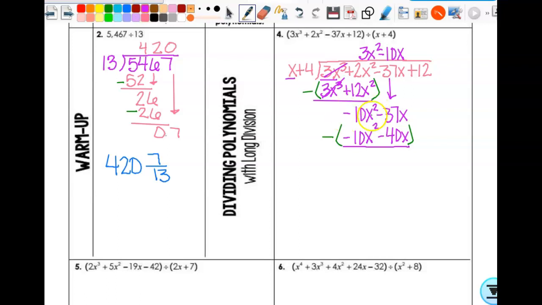So negative 10x squared minus a negative 10x squared, those zero out. Negative 37x minus 40x is what? Negative 37 minus a negative 40 is the same as adding 40. You get 3x plus 12. Did most of you learn it where you put the parentheses with the negative?